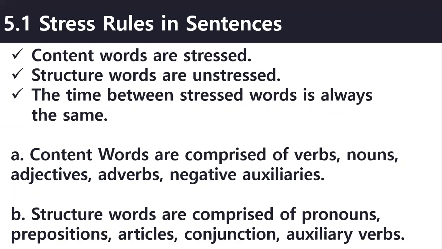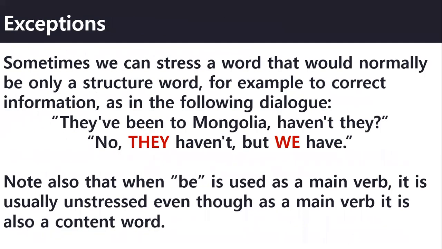So, content words are comprised of verbs, nouns, adjectives, adverbs, negative auxiliaries like do not, have not, etc. Structure words are comprised of pronouns, prepositions, articles, conjunctions, and auxiliary verbs. The rules above are for what is called neutral or normal stress. Still, sometimes we can stress a word that would normally be only a structure word. For example, to correct information, as in the following dialogue.